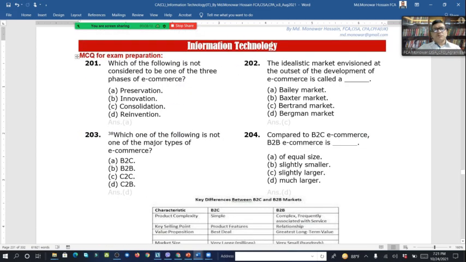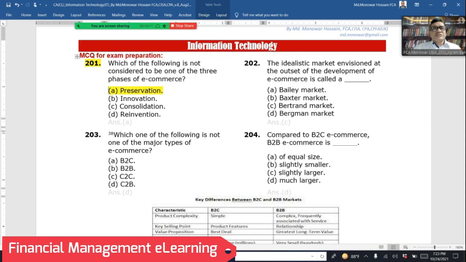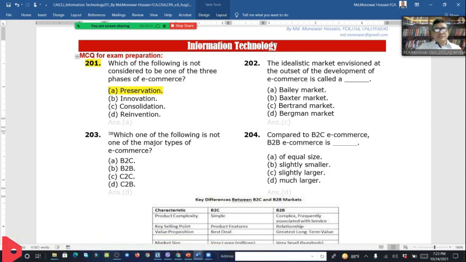Now from 201. Which of the following is not considered to be one of the 3 phases of e-commerce? Basically, e-commerce has different phases. One is innovation, consolidation within the stakeholders, and also invention for new items. Here the answer: preservation is not within e-commerce.